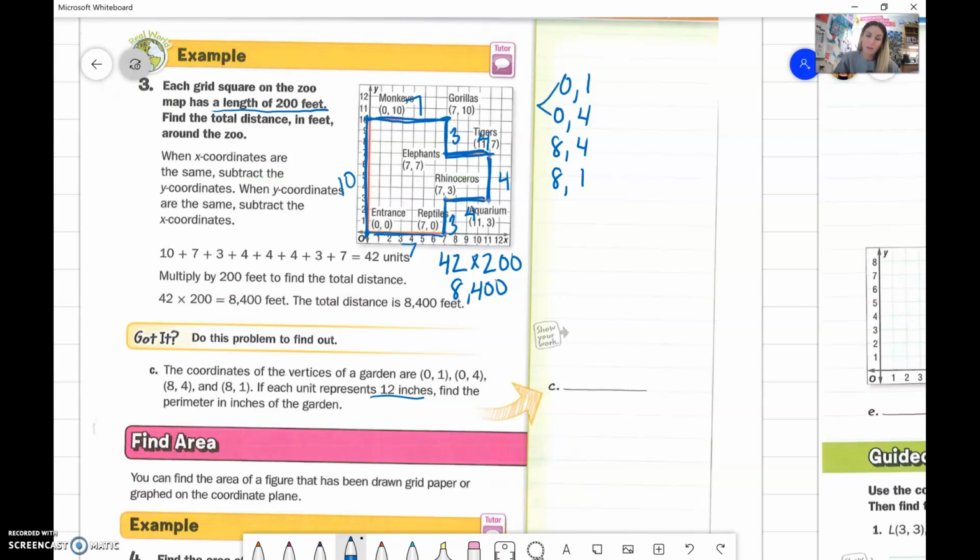So we're going to take a look at the x coordinates and find the difference. I've got 3 of my y. 8 and 8, difference of 4 and 1 is 3. 1 and 1, difference of 8 and 0 is 8. And 4 and 4, the difference of 8 and 0 is 8. When I add those together, I get 22. Now I need to multiply 22 times 12, and when I take 22 times 12, I get 264 inches.